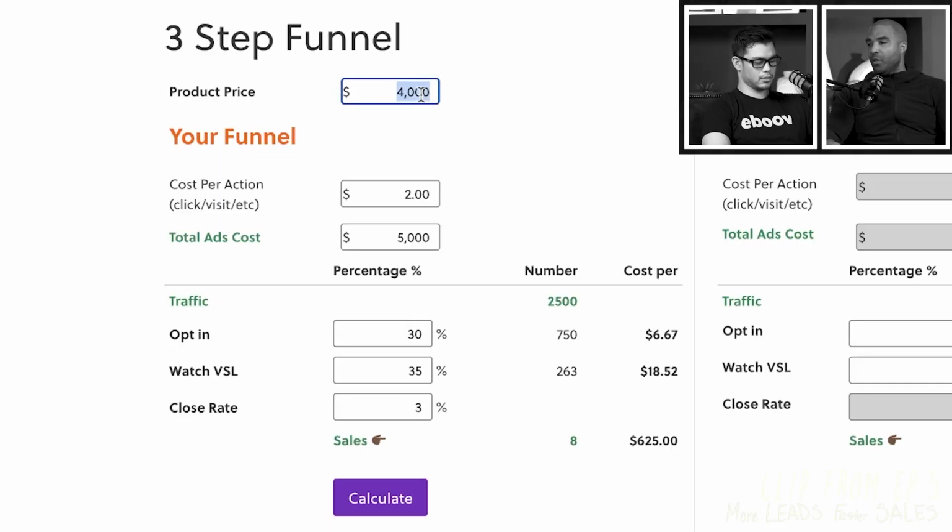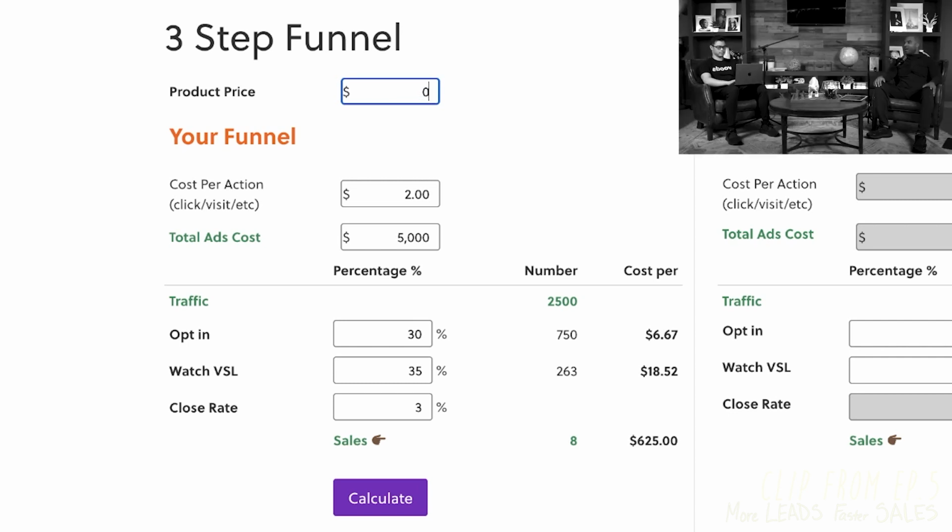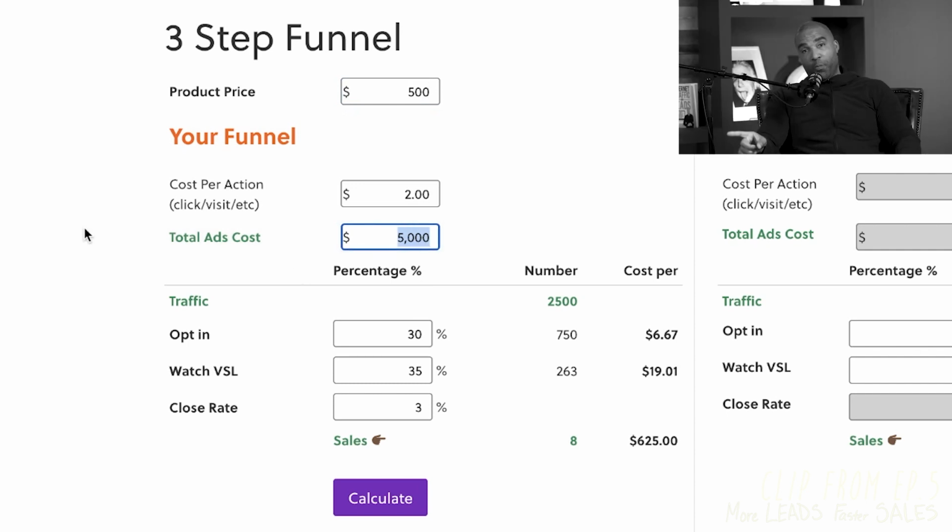Price point, let's say the clicks are $2 a click. For the product price, just for the calculator, let's say a $500 product. And then $2 is the average cost per click. Actually, I've heard it's gone up, but let's just leave it at $2. That means if you send 100 people at $2 a click, that's $200.